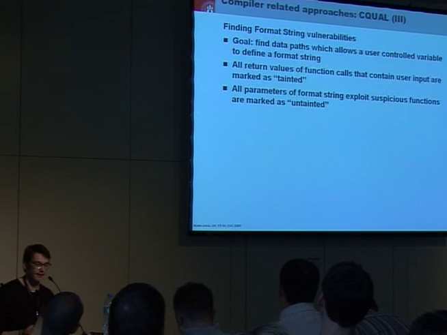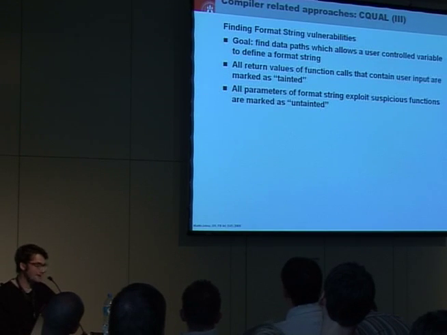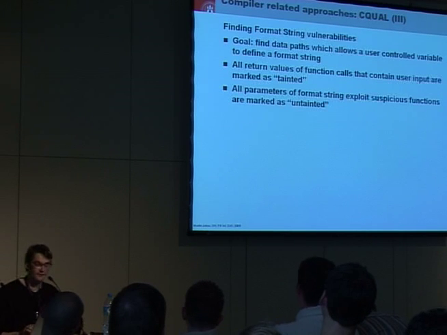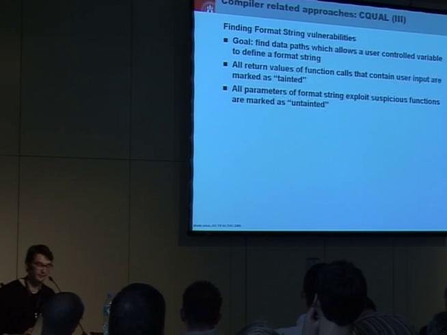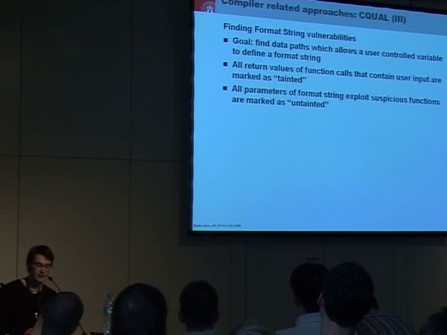Okay, cqual finds format strings the following way. The goal is to find all data paths that lead from user-controlled data to the definition of a format string. So all functions that may contain user data, like reading from the command line or reading from the network, the return values are marked as tainted. And all parameters that have a format string, this format string parameter is marked as untainted.